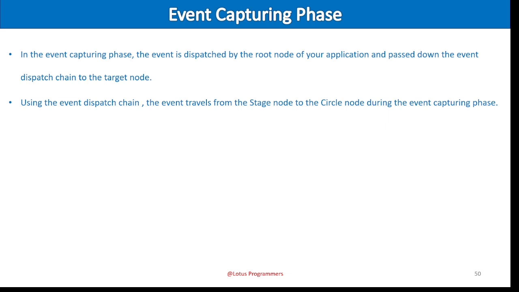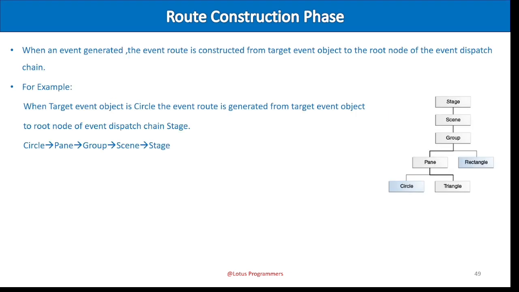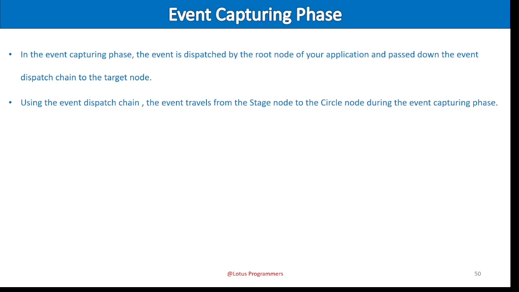Next, after route construction, from identification of the target event object to the root node, we will capture the entire path. In the event capturing phase, the event is dispatched by the root node of your application and passed down the dispatch chain to the target node. From the root node to the target node, the complete path which is created is identified. This is the event traveling from the stage to the circle node during the event capturing phase, as per the last example.